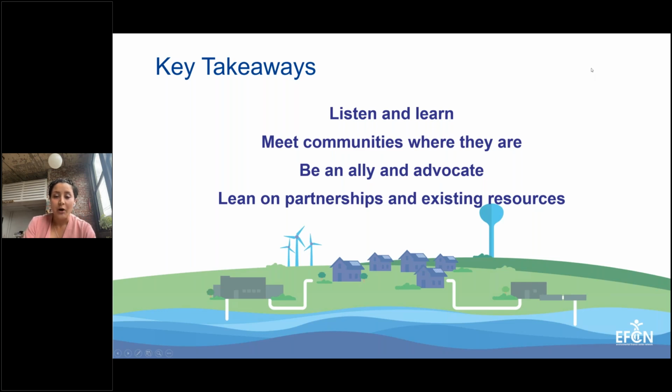Finally, I would say lean on partnerships and on existing resources. I hope I've done a good job of showing how important it is to have people that are supporting your work. And I really like the saying, if you want to go fast, go alone, but if you want to go far, go together. And I think A2 and the work that we've been able to accomplish so far really encapsulates that well.